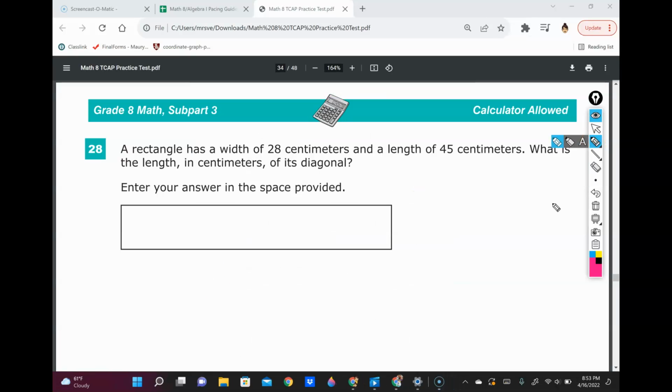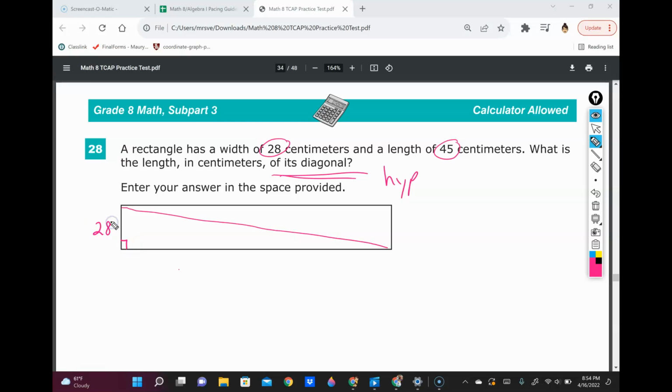Number 28. A rectangle has a width of 28 centimeters and a length of 75 centimeters. What is the length of its diagonal? Your key word is your diagonal. That means you're finding the hypotenuse of a right triangle. You can use this box right here. Think about finding the diagonal of this box. You've got two right triangles within this box.